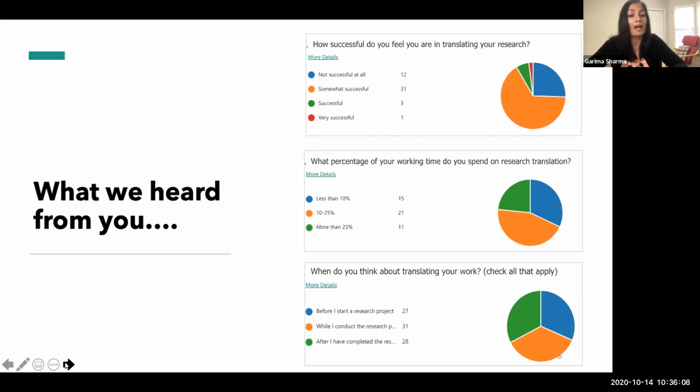And then finally, we asked about when do you think about translating your work? And this is so important because I think if there's one thing we all take away, I'm hoping from all of this discussion, is that translation is not sort of an end of pipeline afterthought. Translation happens at every stage of your research project. And I look forward to discussing some of that with our speakers and all of you today. What are some of those dynamics?